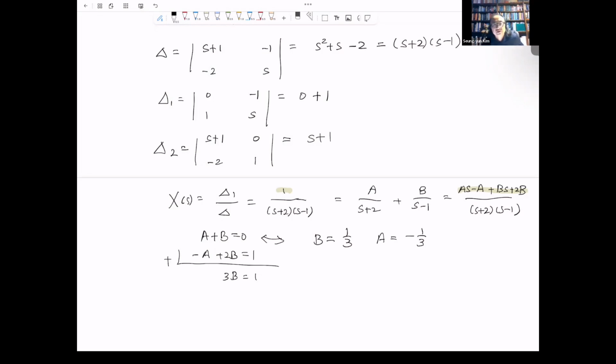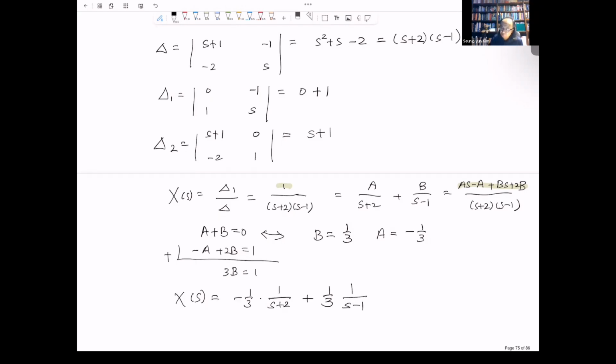That means we have X of s as negative 1 over 3 times 1 over s plus 2, plus B, 1 over 3 times 1 over s minus 1.